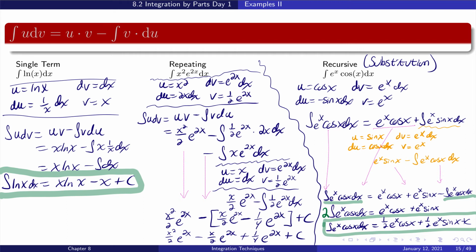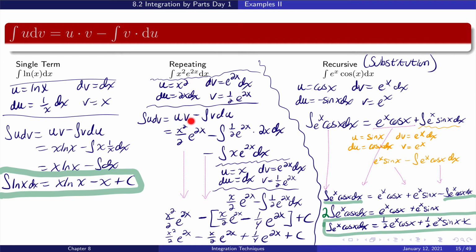Second example, what happens if our two functions don't immediately disappear after one application of integration by parts? u is going to equal x squared, but when I take the derivative, that's 2x dx. So you'll notice the function did not disappear. dv is e to the 2x dx. Like we saw earlier, the antiderivative is 1/2 e to the 2x.